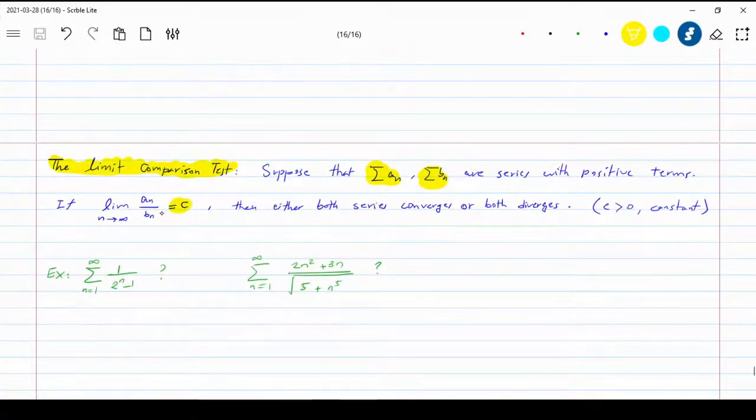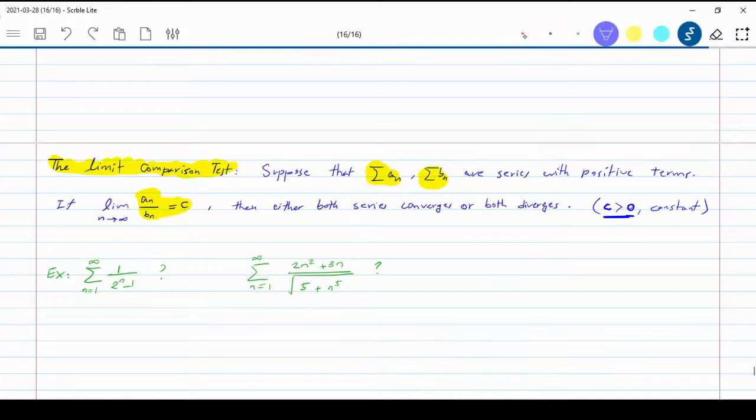So in those cases, if the ratio of an and bn is a constant, this constant must be greater than 0, non-zero. This is the important part. It could be negative also, but since we assume that we're dealing with positive terms, then we don't have negative. So if c is greater than 0, which is a constant, not infinity, then however an behaves, bn will behave exactly that way. So if the series of bn's converges, then the series of an's will also converge.